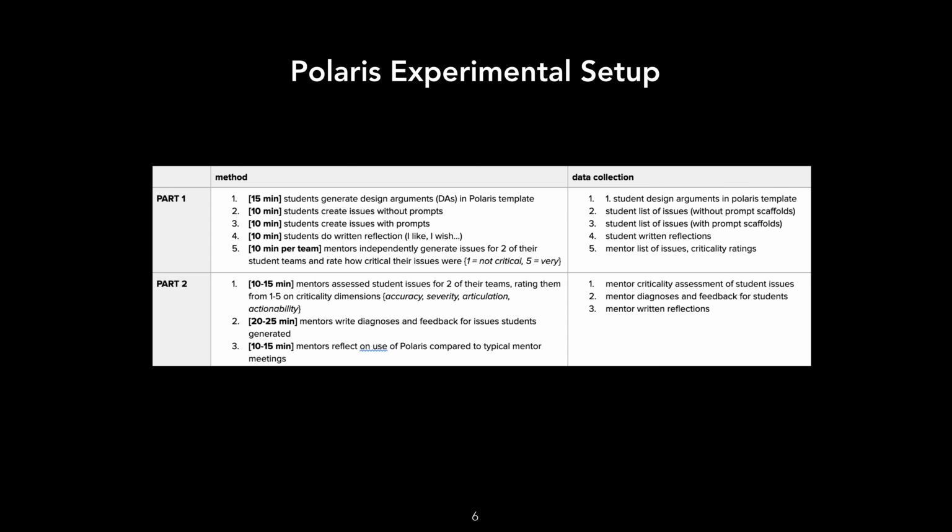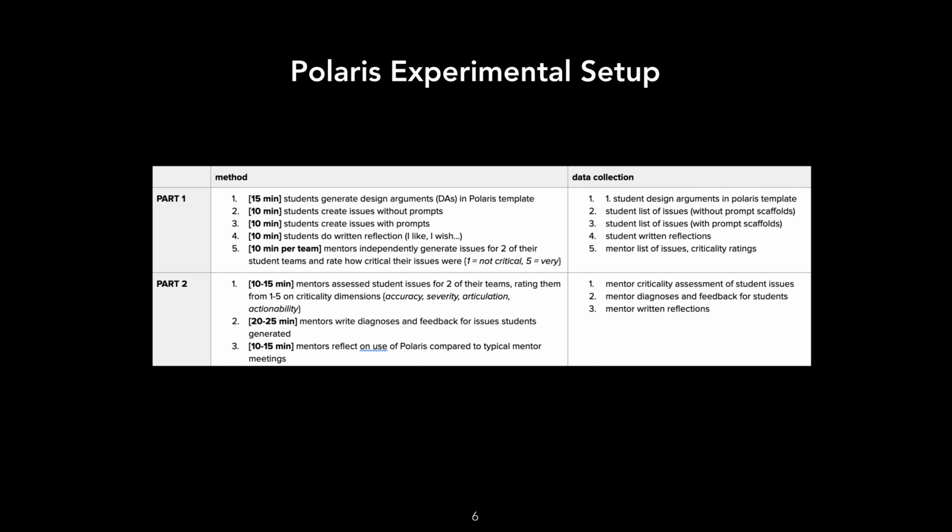Separately, mentors were asked to independently generate issues for two of their own student teams that they were mentoring, having not seen the issues that the students generated. So they were looking at the student design arguments and then generating issues, and then rated how critical they felt those issues were, to get a kind of mentor baseline of, given these design arguments, what are the critical issues.